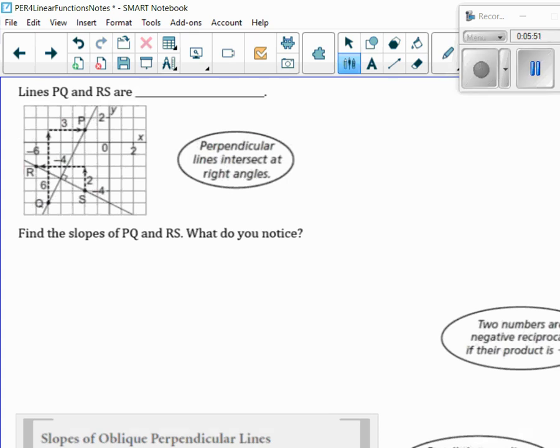All right. Moving on. Lines PQ and RS, they intersect at a 90-degree angle. What is that called? Perpendicular. It makes a right angle, but the lines are perpendicular. Perpendicular. Let's calculate the slopes.